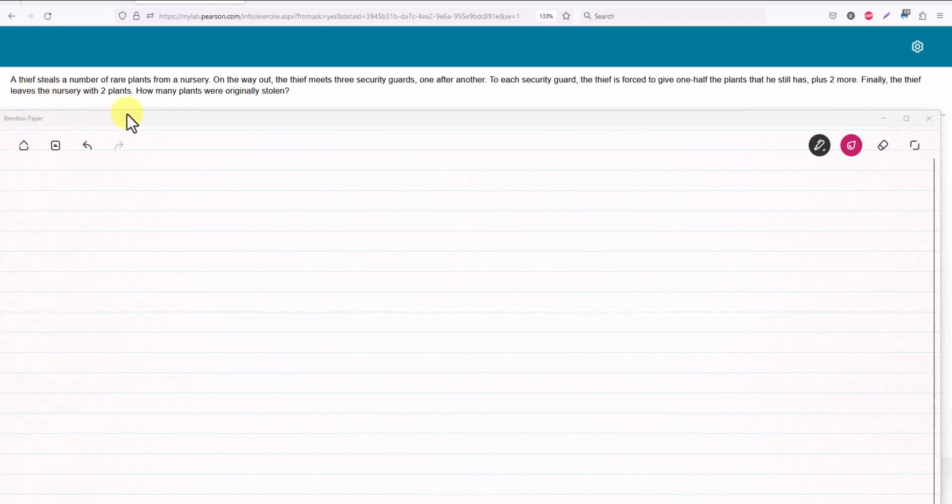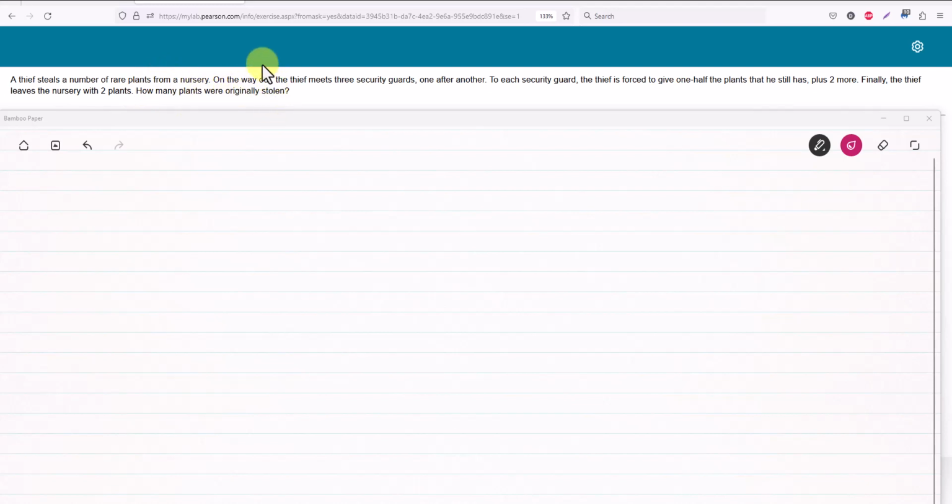A thief steals a number of rare plants from a nursery. On the way out, the thief meets 3 security guards, one after another. To each security guard, the thief is forced to give one half the plants that he still has, plus 2 more. And finally, the thief leaves the nursery with 2 plants only. How many plants were originally stolen?